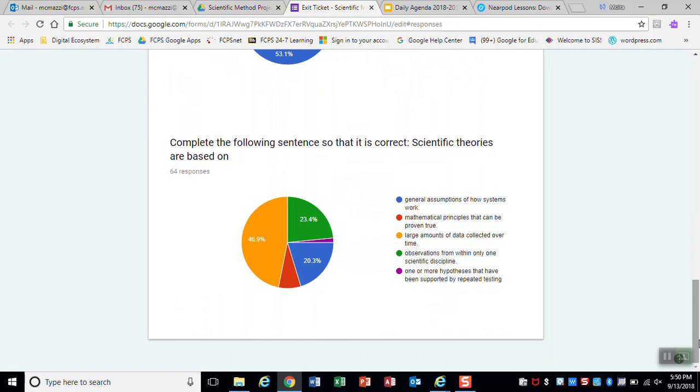The third question is, scientific theories are based on what? The correct answer to this was large amounts of data collected over time. So with a scientific theory, you want to remember that they're not just a one-time thing, like I did an experiment in the class and now I have a theory on something. A theory is backed up by multiple experiments that have collected a large amount of verifiable data and that have been repeated not just by one scientist, but many scientists have tested a theory. So an example is the theory of plate tectonics. There have been many experiments by many different scientists that support the theory of plate tectonics.